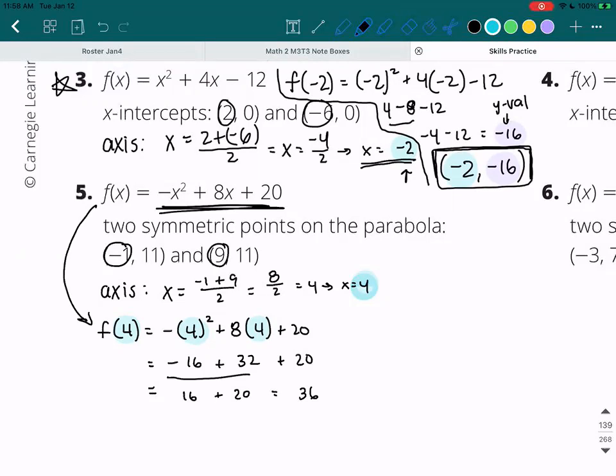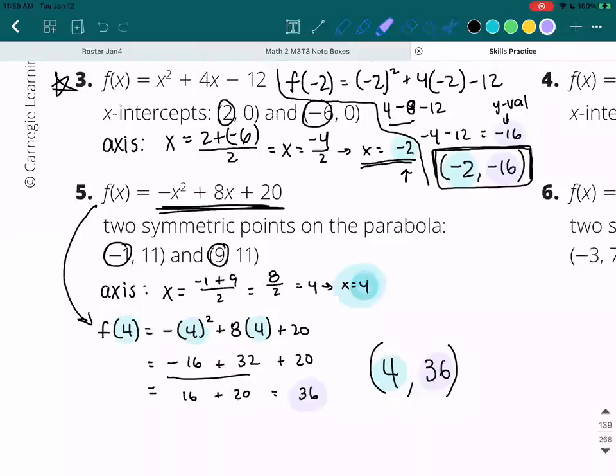All right, so our x value is 4. Our y value is 36. So where do we get the 4? It's literally just this one. Where do we get the 36? It's literally this number. I'm going to pause the video here, see if you guys have any questions.